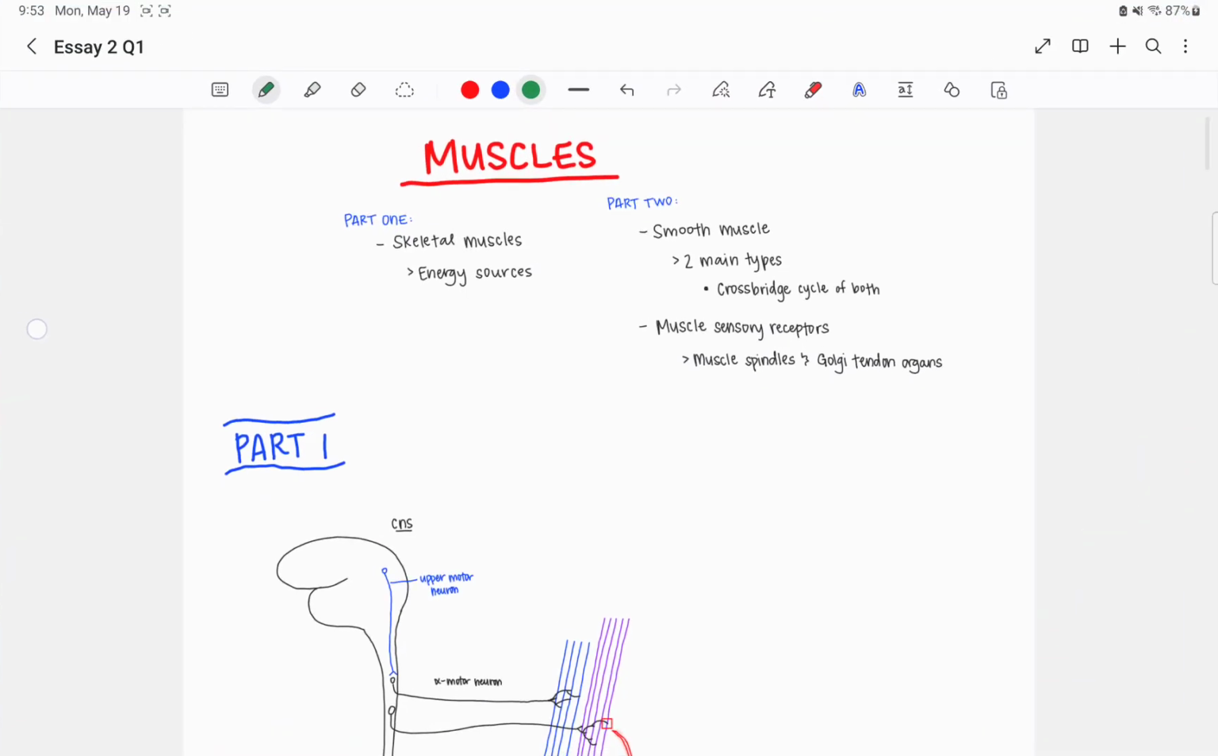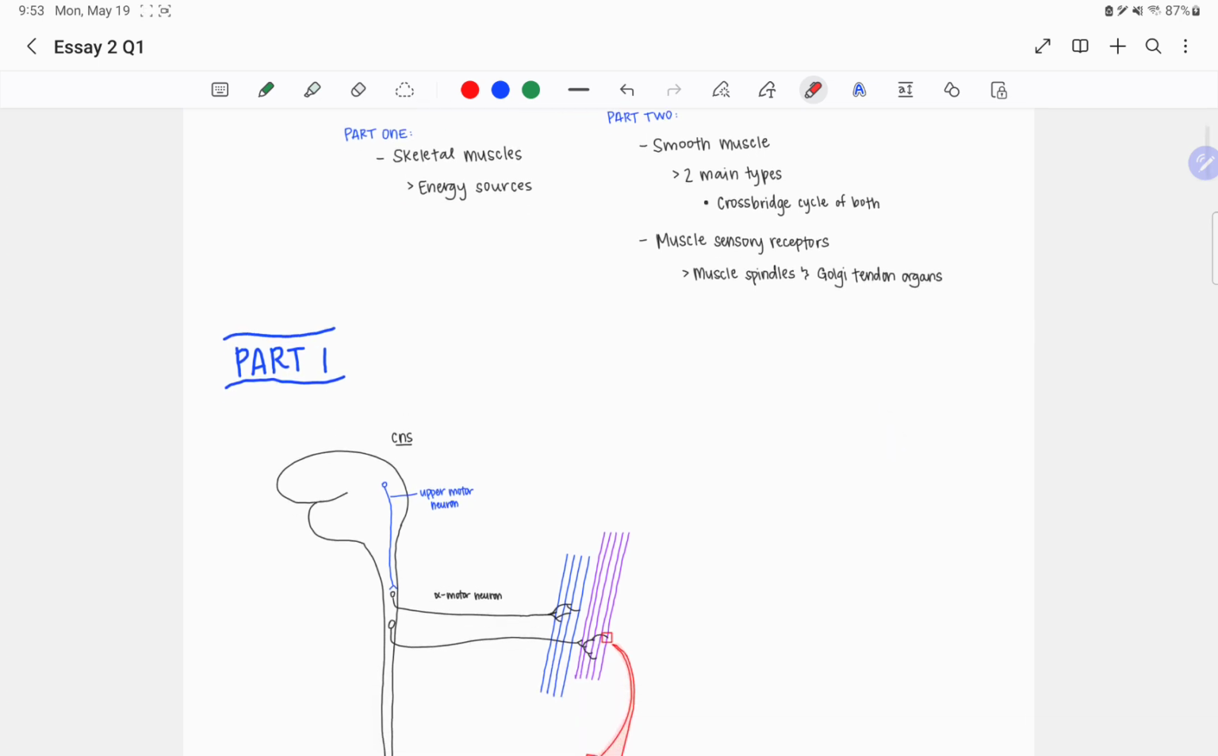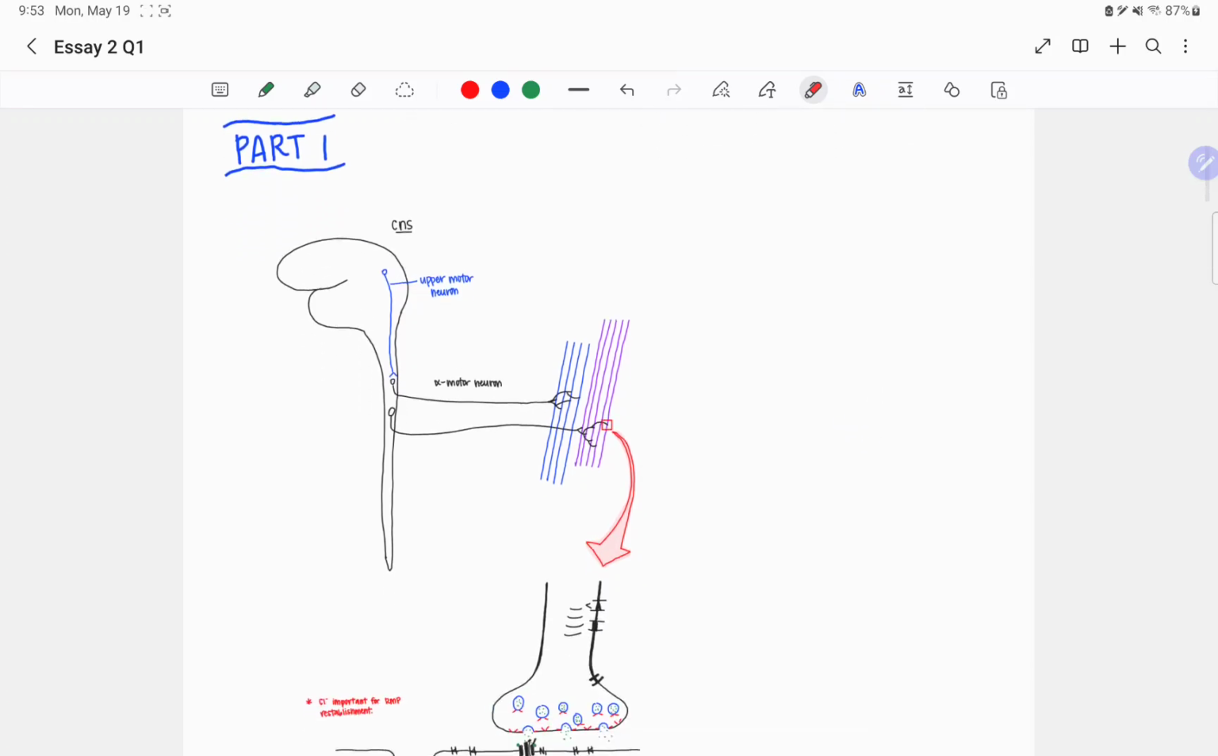All right. Like I said, we're going to be talking about muscles, how they contract. First we're going to talk about skeletal muscles, then we're going to go over and talk about smooth muscles. We're going to talk a little bit about some energy sources that our muscles rely on. We'll talk about how they work. We'll talk about some muscle sensory receptors and things.